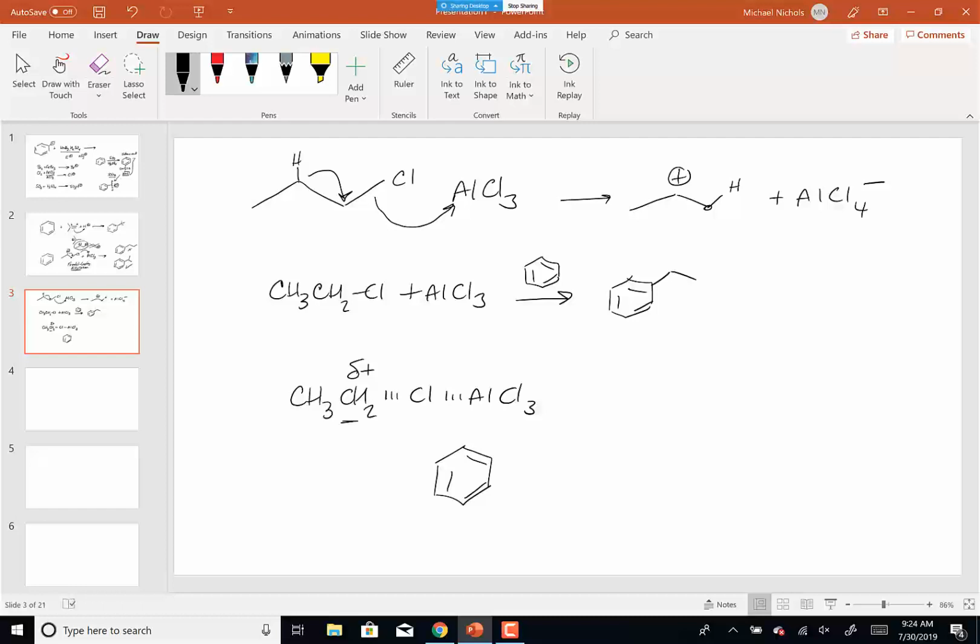I will have to tell you when to rearrange it, although I will not tell you if it's a straight chained alkyl halide that you need to rearrange it, because you need to remember that. But for other ones, I might tell you.